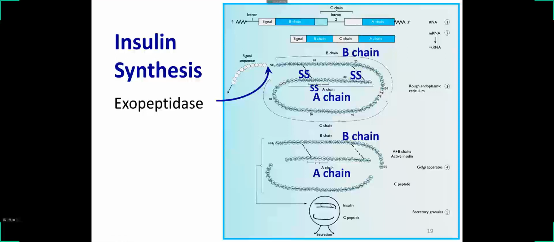The final cleavage, you get cleavage of that C chain from the A and B to present a final correctly folded active insulin hormone. And these key disulfides are maintained throughout. And the cleavage event of the C peptide occurs by an endopeptidase located within the Golgi apparatus. And as I mentioned, this C peptide can then be used to monitor for insulin production.